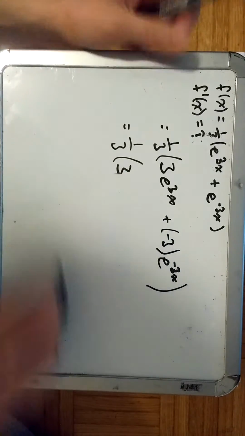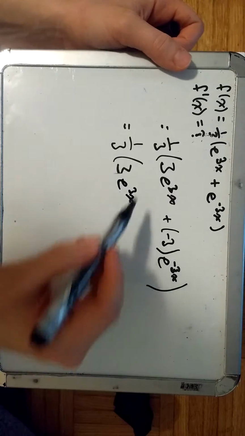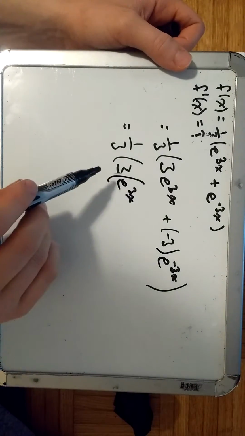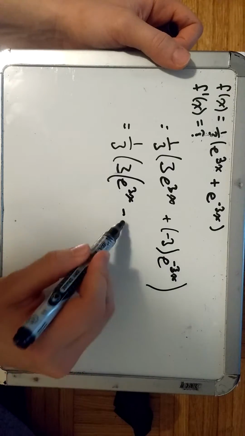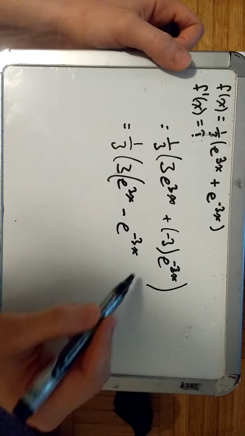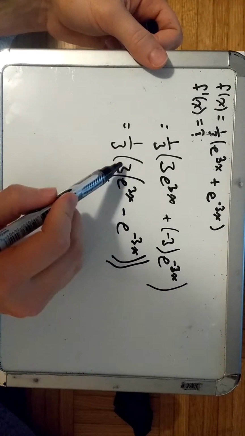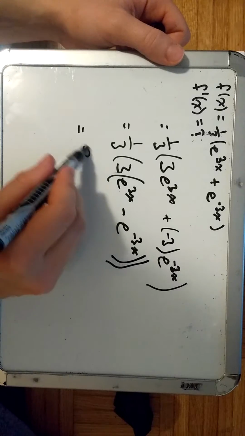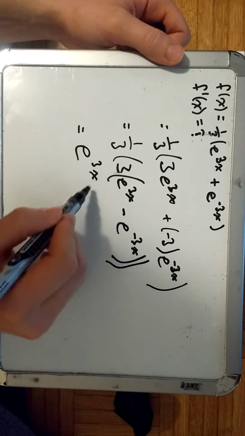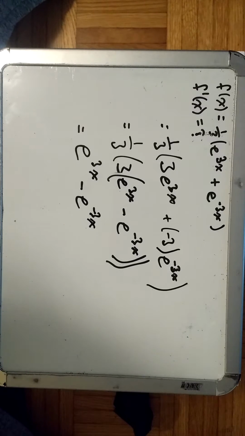Don't do that. So I have e to the 3x, right? And then I go minus e to the -3x. Okay, cool. And as you can see, this will cancel out and this will cancel out because 3 divided by 3 is 1. And we are left with this: e to the 3x minus e to the -3x.